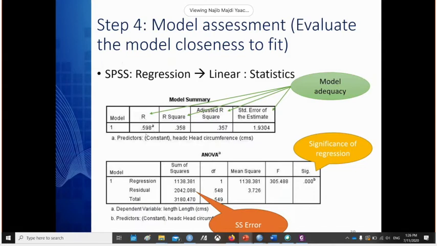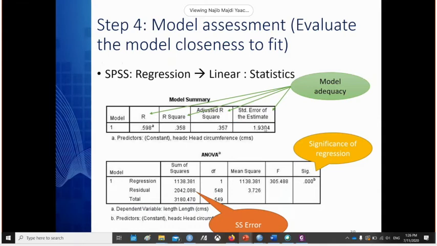R is the correlation between both variables. R square is just the square of the R value. Adjusted R square, for simple linear regression, normally we don't bother to look at. Adjusted R square is the value of R square adjusted for the number of variables included in the model. If you have only one variable, both R square and adjusted R square will be more or less equal.